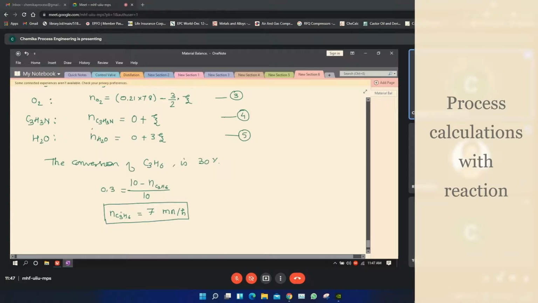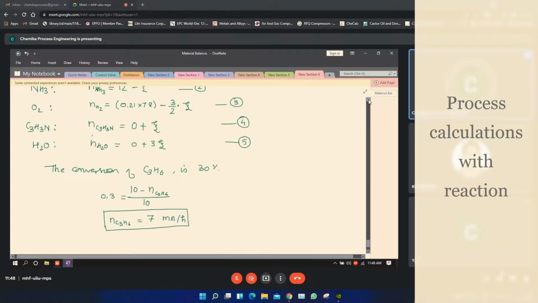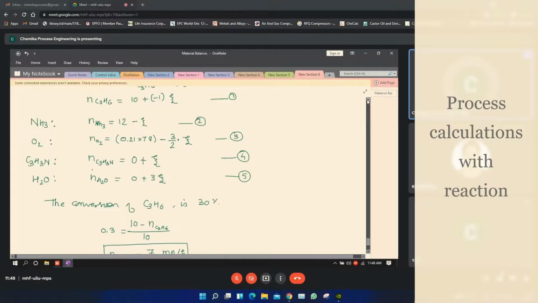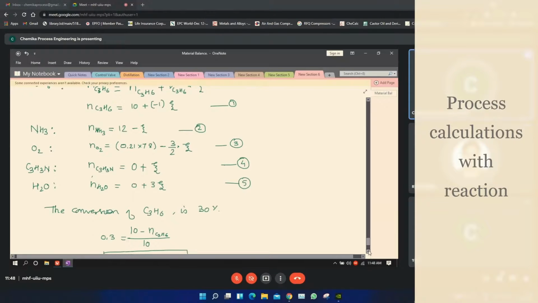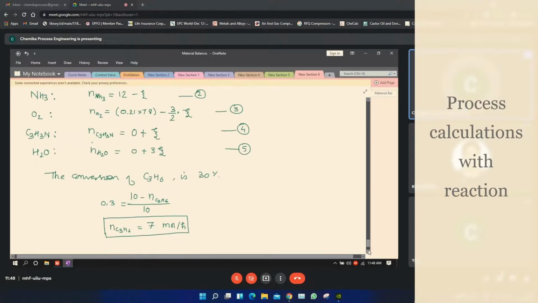So we have the exit flow rate of the propylene, that is 7 moles per hour. Once you know this flow rate of the exit stream of the propylene, you can use equation number 1 in order to calculate the value of extent of reaction, because this value is known. You can calculate the extent of reaction. Once the extent of reaction is known, you can calculate all the other values.